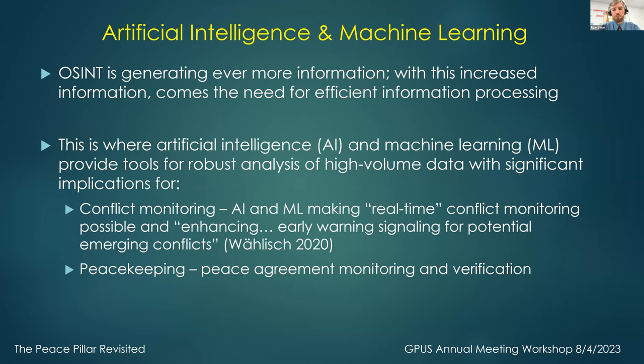Okay, artificial intelligence and machine learning. Again, not going to go into detail here. The important point to note is that as OSINT generates ever more information and data, the need to process this data in a timely and efficient manner grows. And here, AI and machine learning provide what will prove to be essential tools in analyzing and processing this data for, say, the conflict monitoring and management context. The levels of data being generated by these new OSINT technologies are simply too great for individual analysts to process in any kind of efficient or timely manner. Next slide, please.